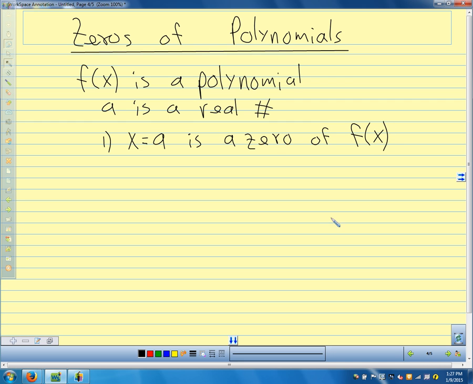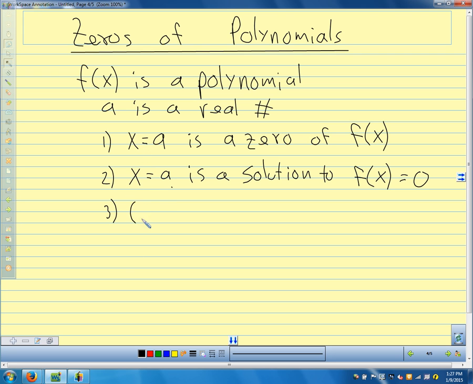So x equals a is a 0 of f of x. That is the same thing as saying x equals a is a solution to f of x equals 0. We talked about this yesterday. To find the 0 of a function, we set the function equal to 0 and solve. So saying a is a 0 is the same as saying a is a solution to this equation. These two things mean the same thing.